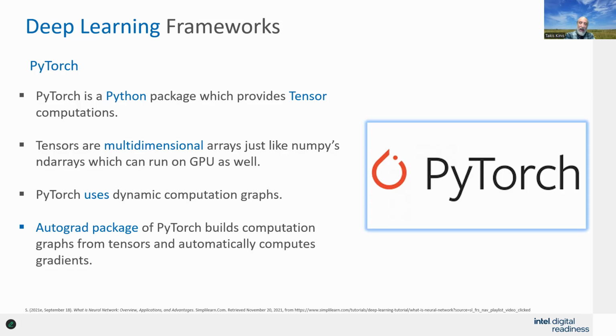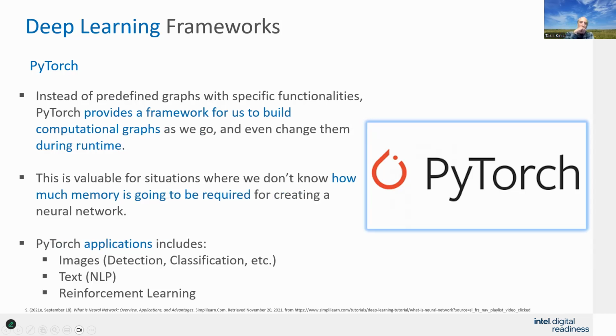They also have a package for PyTorch that builds graphs from tensors and automatically computes gradients. So it's all built into that platform. One of the things PyTorch does, instead of predefined graph structures that we just work with, is give us the ability to build stuff from scratch and change it even as it's running. So you're watching your model run, and you can think, maybe it would be a little better if I just tweaked it a little. And you can do it. You don't have to stop it and restart it.